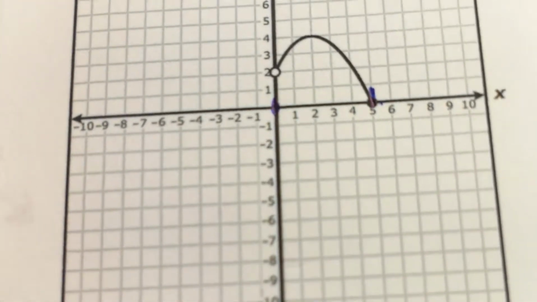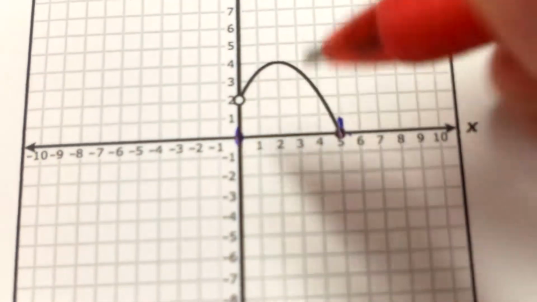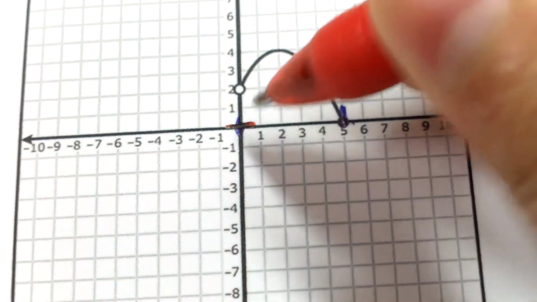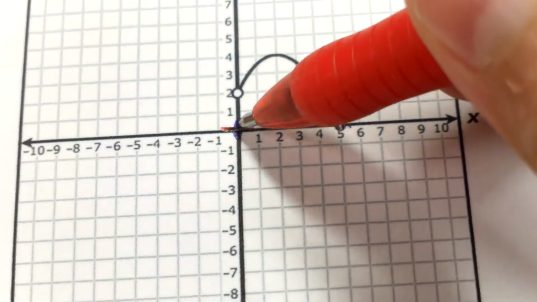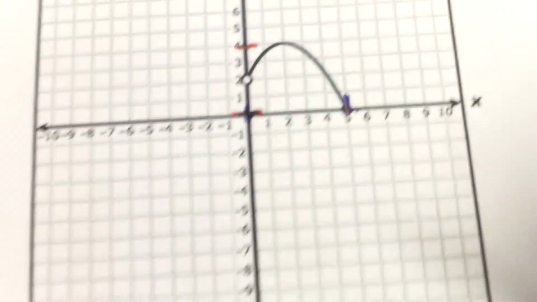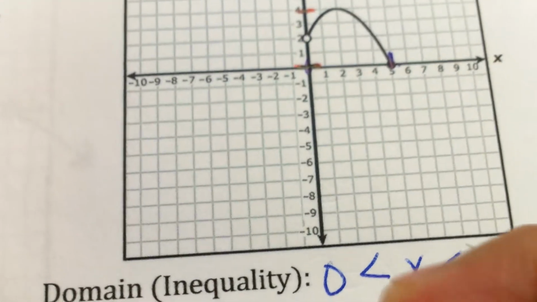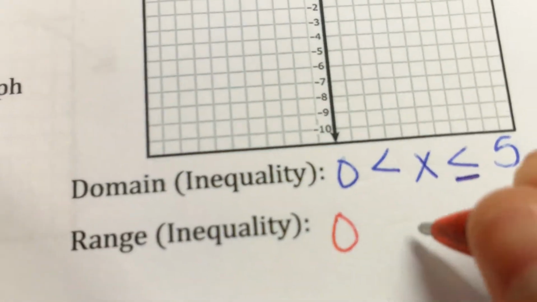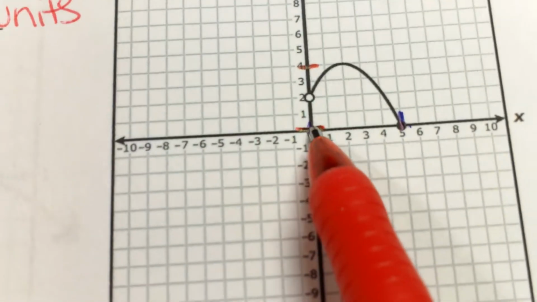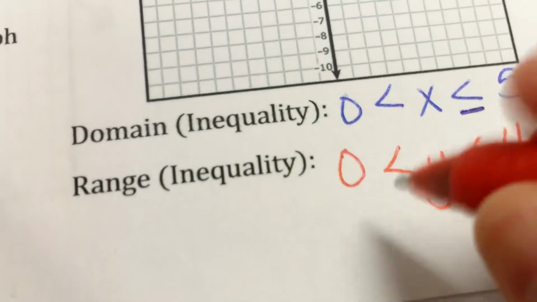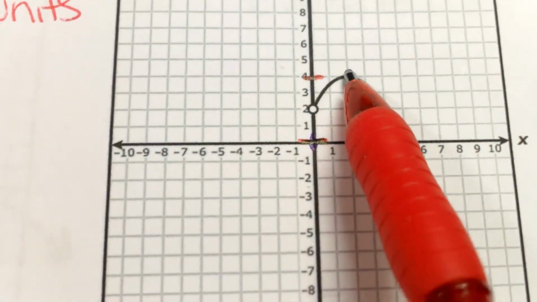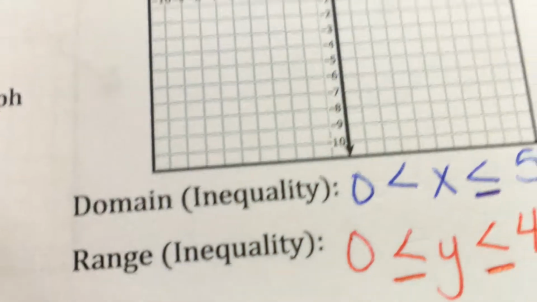Now the range. The range is from bottom to top. So from here, it starts here, which is also 0. And the highest point is right there at 4. So it would go from 0 to 4. And my range is your y. Now at 0, is it solid? Yes. So we need to put a solid line. At 4, is it solid? Yes. So a solid line.